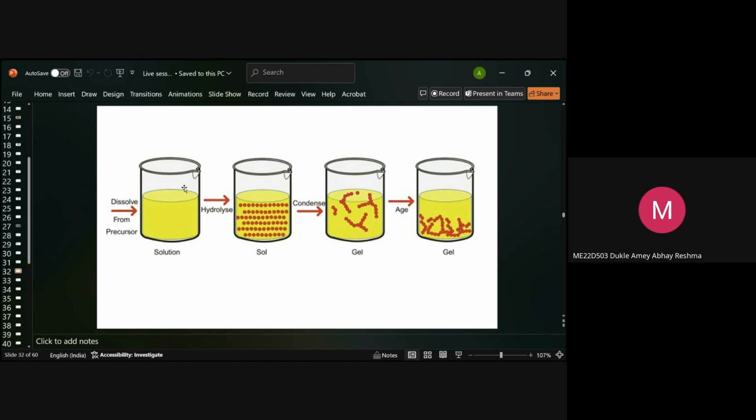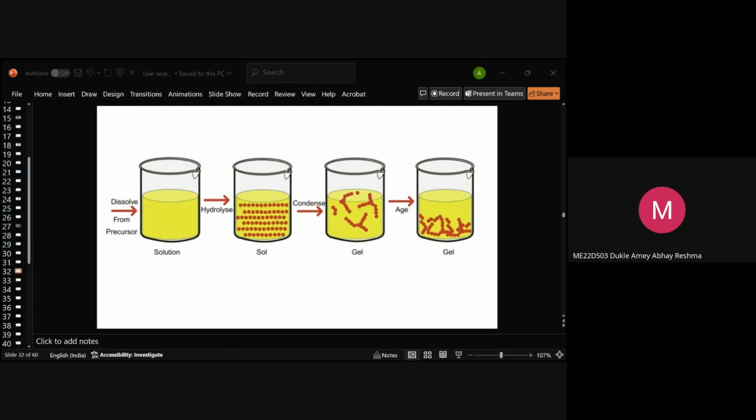bioactive glass is something which is used widely in tissue regeneration applications and many other things. In that, you take the precursor, tetraethyl orthosilicate, and hydrolyze it with ethanol, and then you let it age. You stir it continuously using a magnetic stirrer, and then you add the templating agents, like polyethylene glycol or ammonia, and then basically you get the final nanoparticles. So that is how a sol-gel process works.